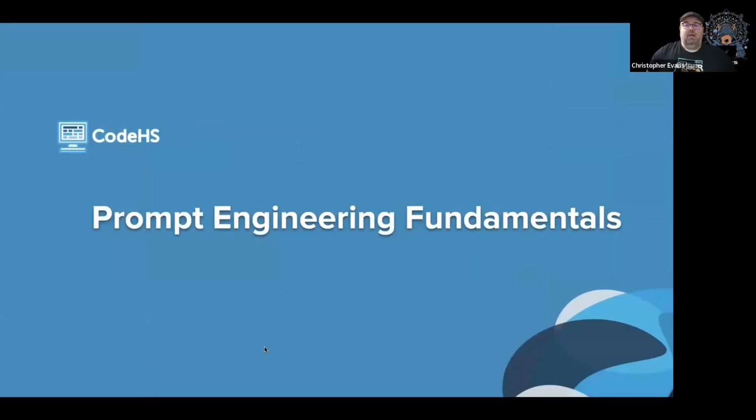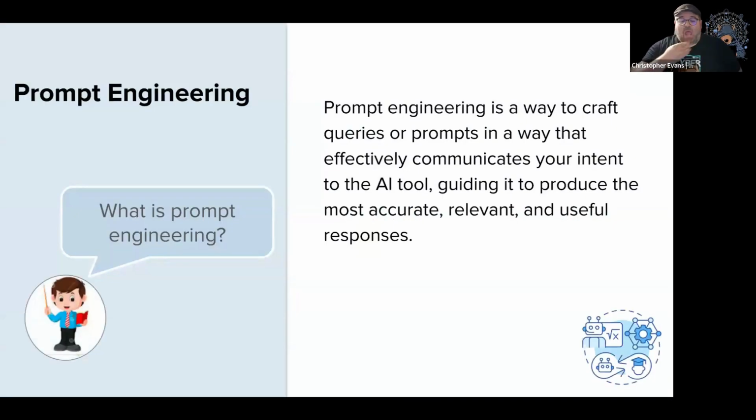So the big feature that we're going to look at is called prompt engineering. And it's how are you communicating with the chatbot? What questions are you asking to get the content that you want? So simply put, prompt engineering is a way to craft queries and prompts in a way that effectively communicates your intent to the AI tool, guiding it to produce the most accurate, relevant, and useful response. So you want to make sure that you give as much information as possible so you get the best result.